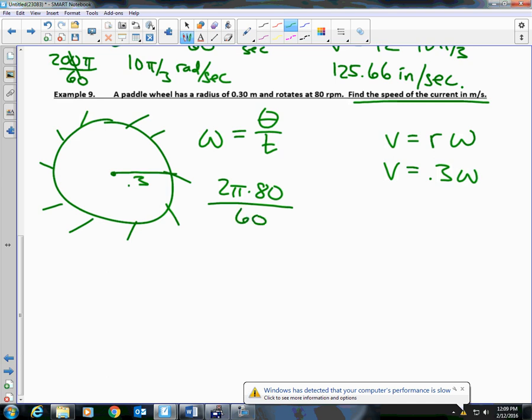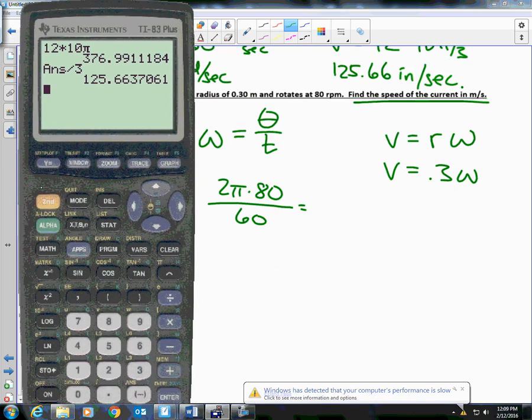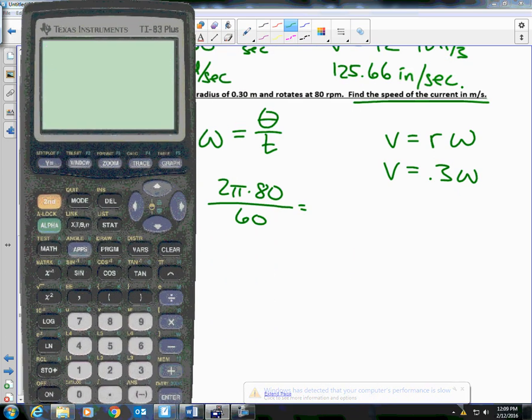60. Well, if it's rotations per minute, then yes. But if it was rotations per second, then it would just be 1. So you have to look at what the rotation is. It says that we're going to find it in meters per second, so we want it in seconds. If they said meters per minute, then we would have left 1 minute. It depends on what they're asking for.